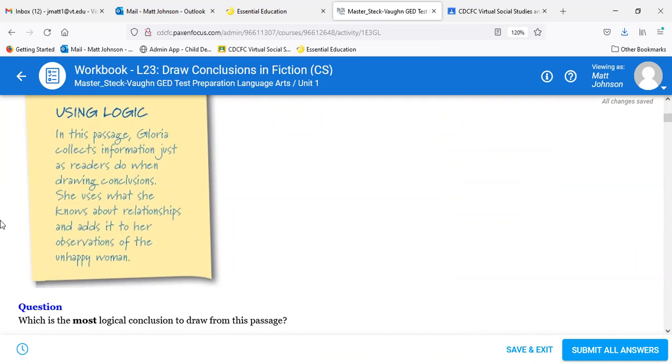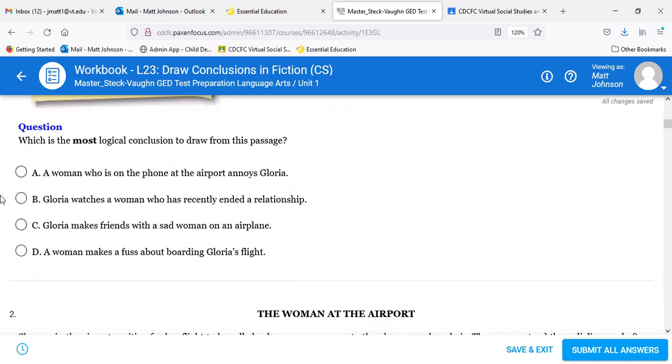Grace, could you read question 1 for us? Which is the most logical conclusion to draw from this passage? A, a woman who is on the phone at the airport annoys Gloria. B, Gloria watches a woman who has recently ended a relationship. C, Gloria makes friends with a sad woman on an airplane. And D, a woman makes a fuss about boarding Gloria's flight. Is it B? Yeah, it is B.